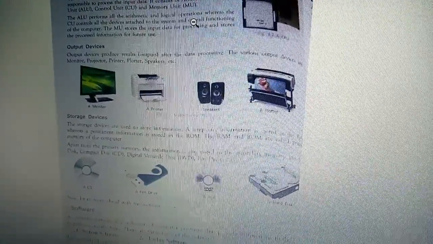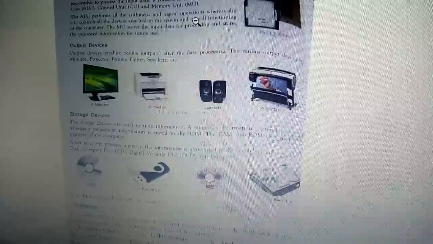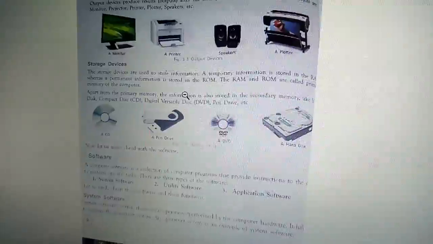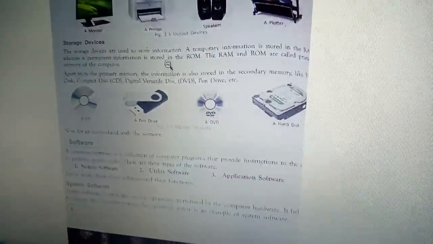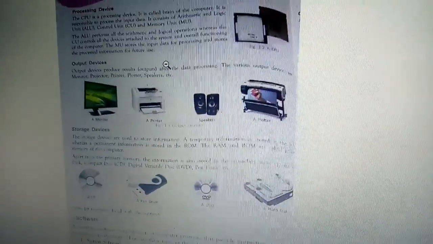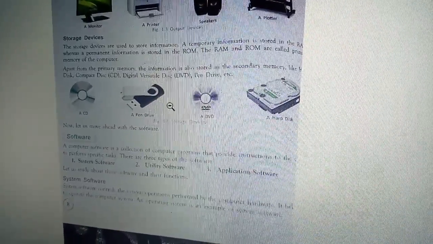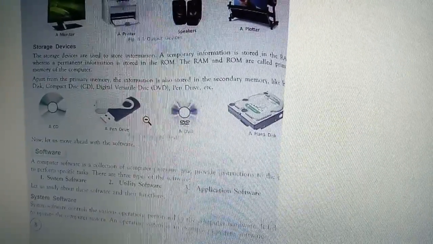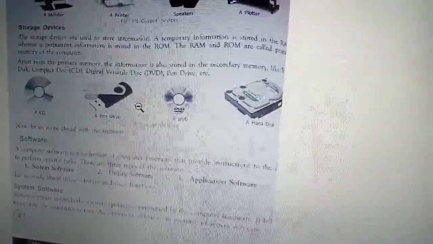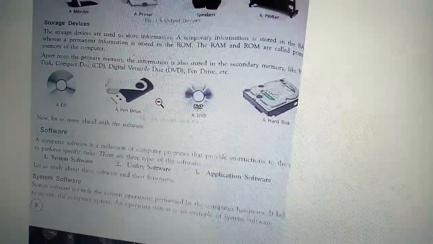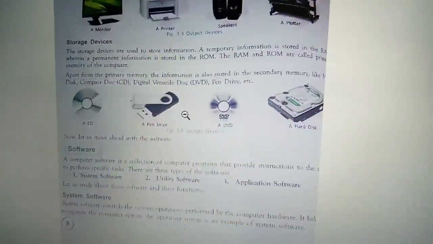Okay. Now let's move to our storage devices. What are the storage devices? I hope that is clear to you, output devices and processing devices. Now storage devices. The storage devices are used to store information. It is clear from its name, storage. So the function of a storage device is to store information.